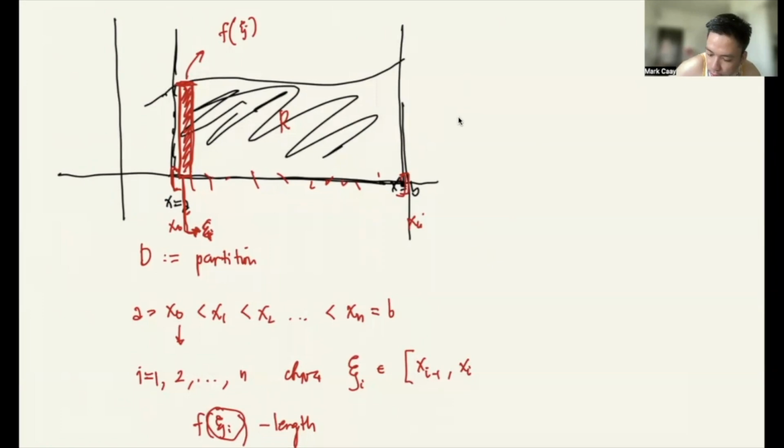Let me use another color. This is the width, in blue. This is x sub i minus x sub i minus 1, because it is partitioned. Let's say this is x sub 1, this is x sub 2, so the width is x sub 2 minus x sub 1. On the other side, x sub 3 minus x sub 2, and so on. So it's the same as x sub i minus x sub i minus 1. Do you remember this is equal to delta x sub i? Right. And remember, this is our function.